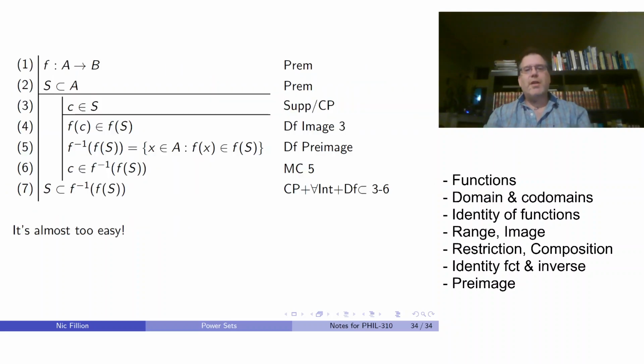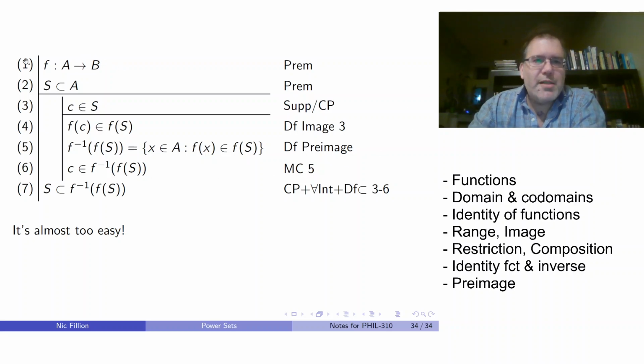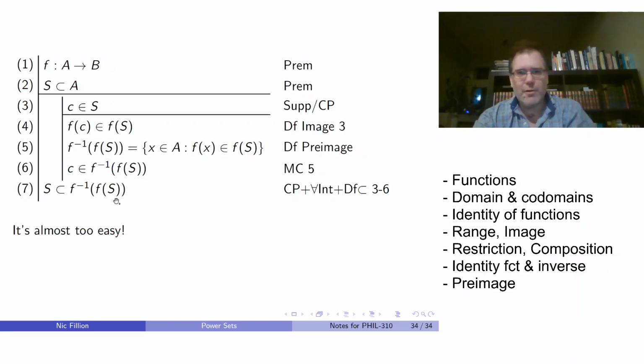So here's what it would look like in a Fitch diagram. And I've put it all at once now. So our premises are f is a function from A to B. Then we're going to take a subset S of A, the domain, and we want to reach the conclusion that S is a subset of the preimage of the image of S. That's a mouthful.